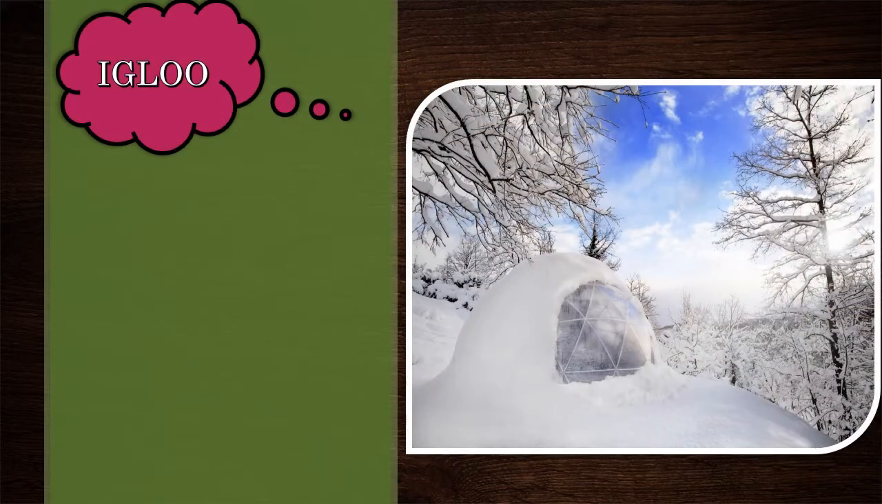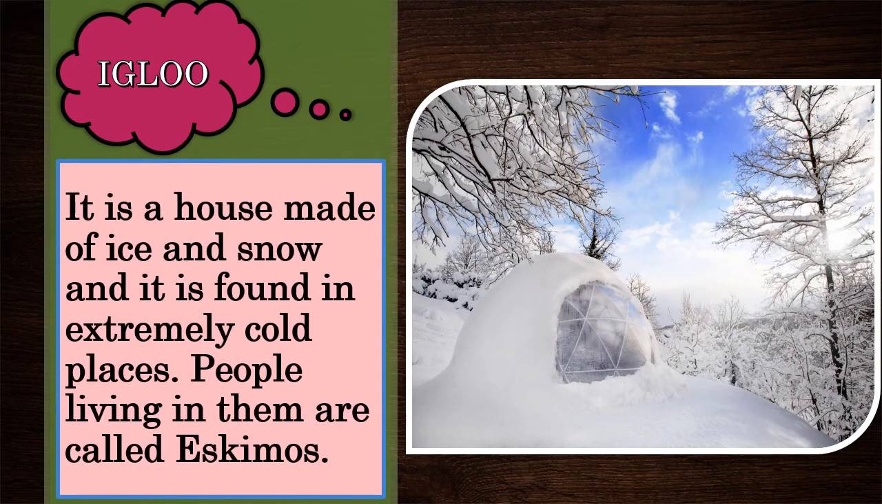Now, children, first we are going to learn about igloo. So, what is an igloo? It is a house made of ice and snow. It is found in extremely cold places. People living in them are called Eskimos. So, the house which is made up of ice and snow is called igloo. And the people who live in these igloos are called Eskimos. Okay?